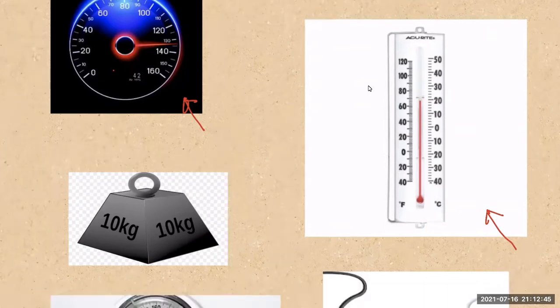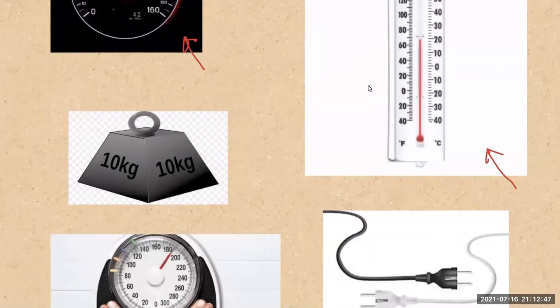What about this mass, a 10 kilogram mass? Is mass a scalar or vector? Well, mass is the amount of material an object holds. It has to do with how many atoms you have and how many molecules you have, that sort of thing. So it's basically just a number. It has no sense of direction.